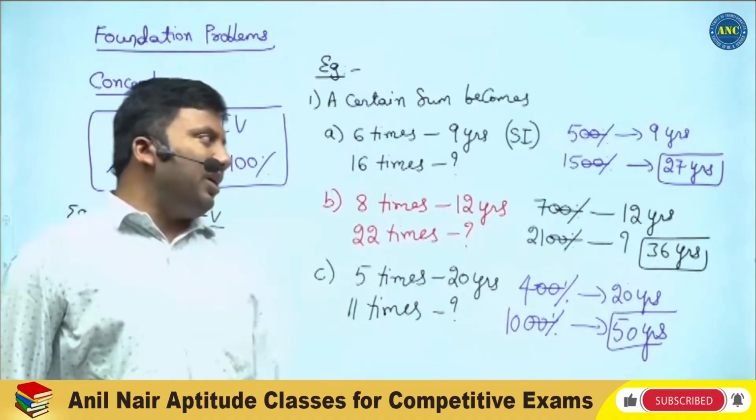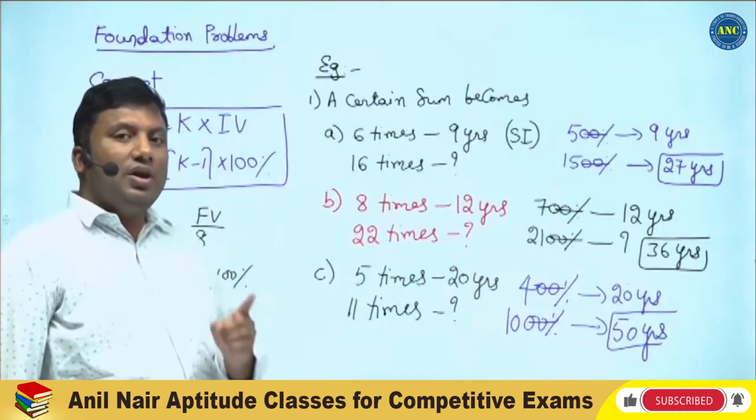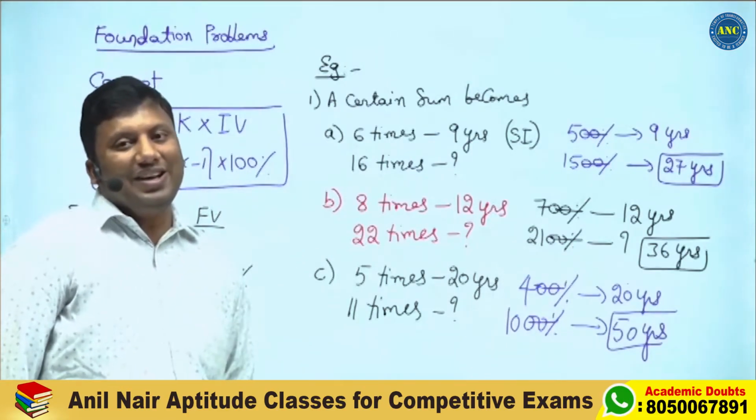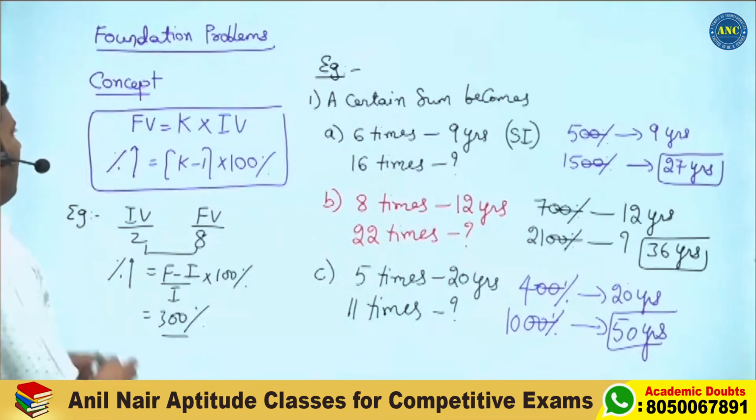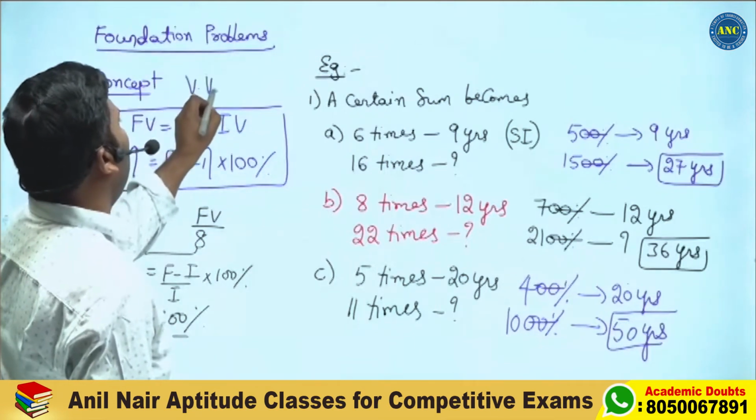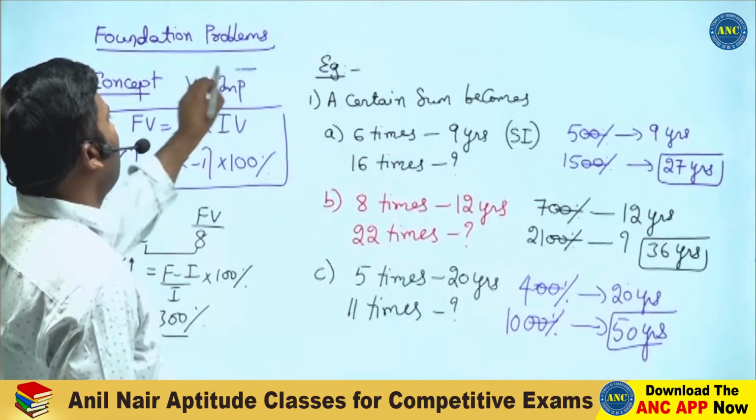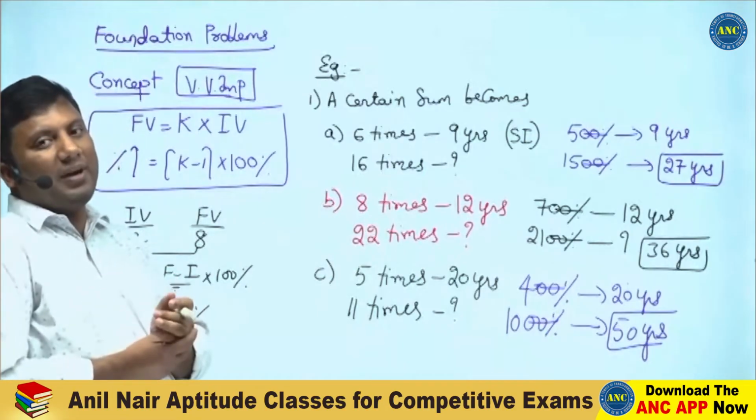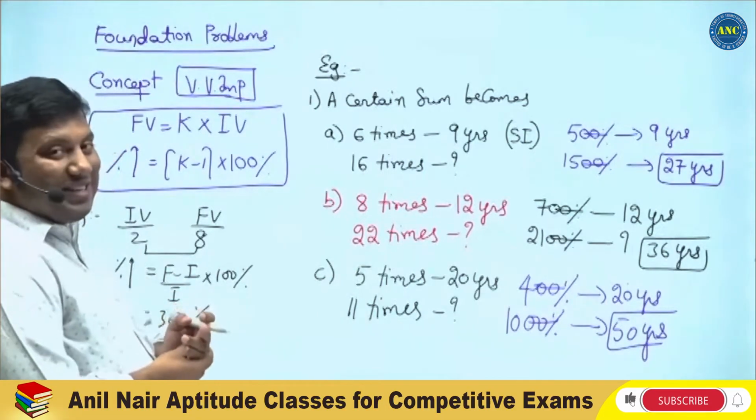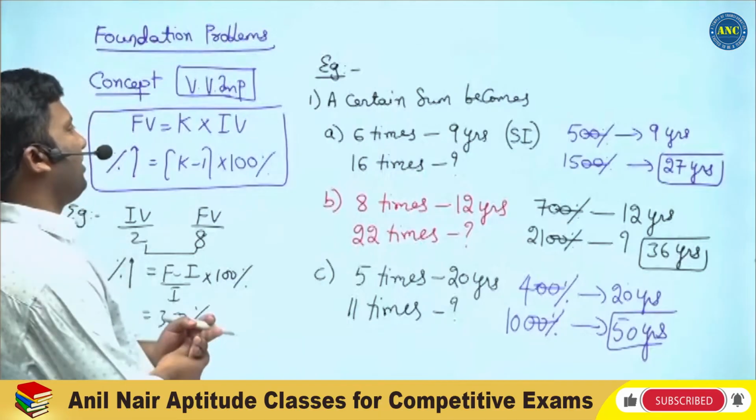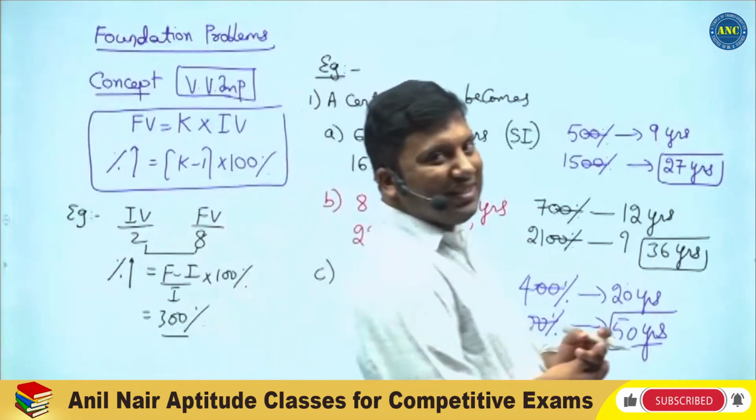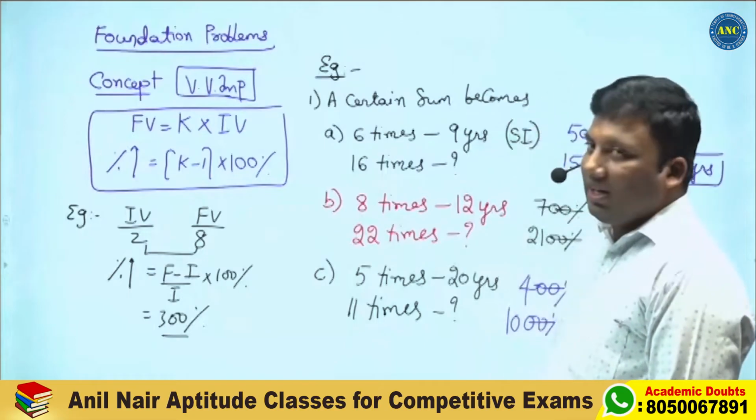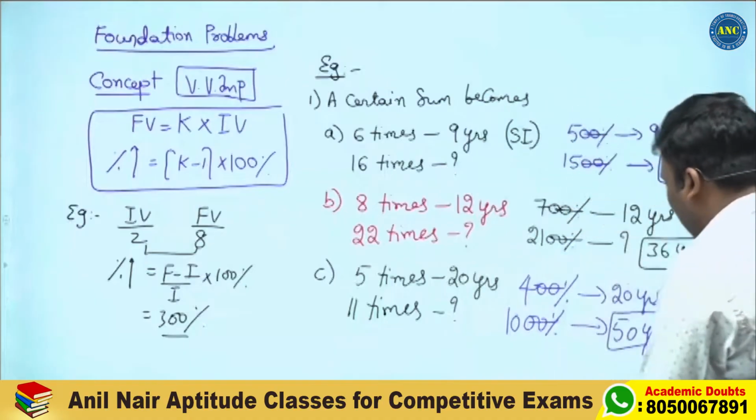Very, very important key point. If the final value is k times the initial value, percentage increase will be (k minus 1) into 100 percentage. Sir, why are we discussing this? It helps us in case you forget the multiplication factor concept; you can use this concept and eliminate answer options. How to use this concept we will see. I hope it is clear.